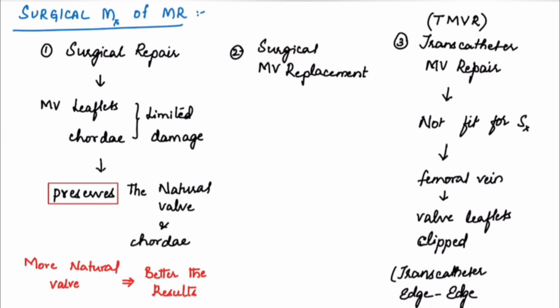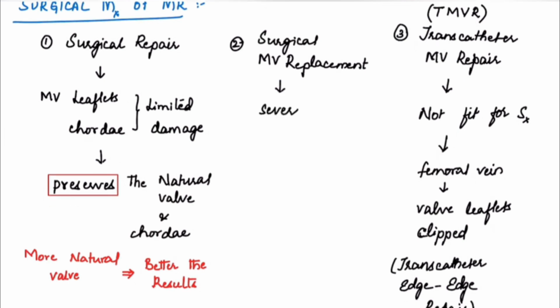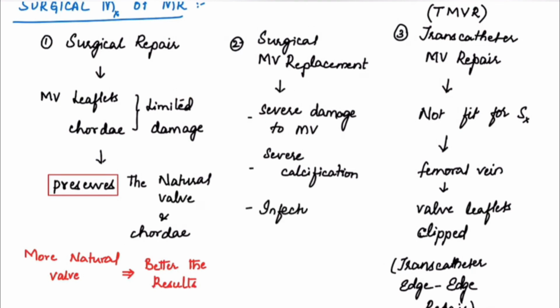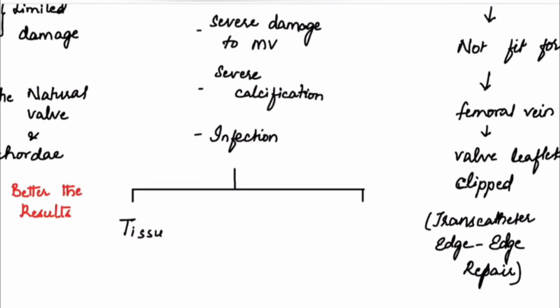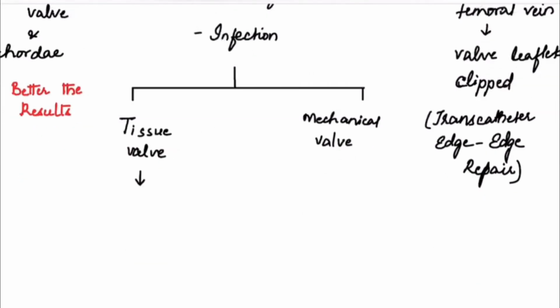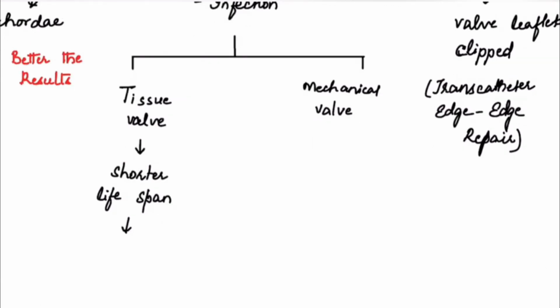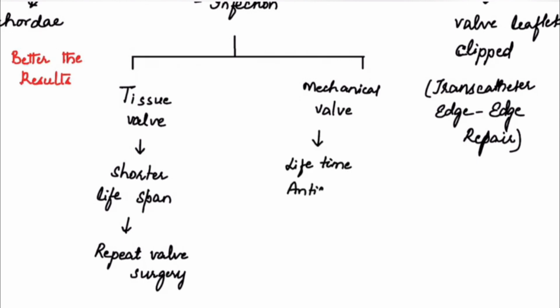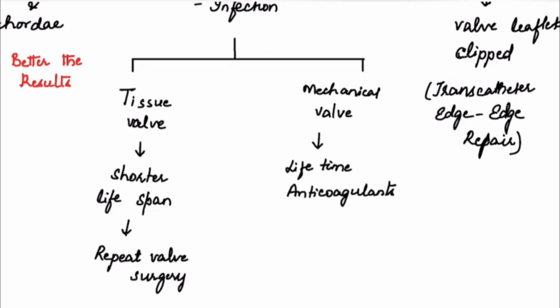Now coming to replacement of the mitral valve, it is done only if there is severe damage to the mitral valve or severe calcification or an infection that can very rapidly spread to the whole of the valve apparatus. Now the mitral valve can be replaced either by a tissue valve or by a mechanical valve. So both have disadvantages. Tissue valve has a shorter lifespan of about 10 years, so it requires resurgery after 10 years. Again, the valve has to be replaced. Mechanical valve requires lifetime treatment with anticoagulants. So these are the two drawbacks of mitral valve replacement.